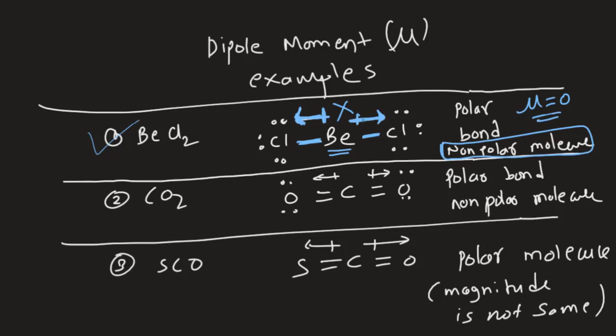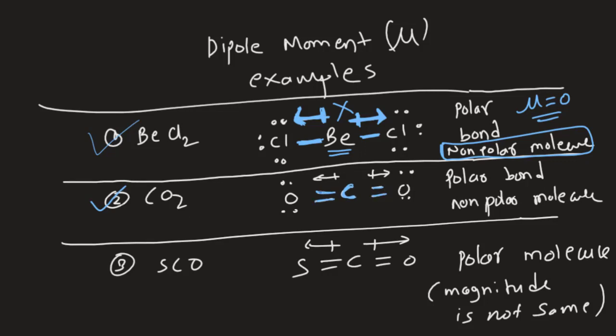Even though the bonds are polar, you can see there is a dipole moment in these individual bonds, the overall molecule is non-polar because these two dipole moment vectors cancel out each other. The next example is CO2. We have this carbon atom in the middle. Carbon has four valence electrons, so it needs another four to complete the octet, so it makes double bonds with the oxygen atoms.